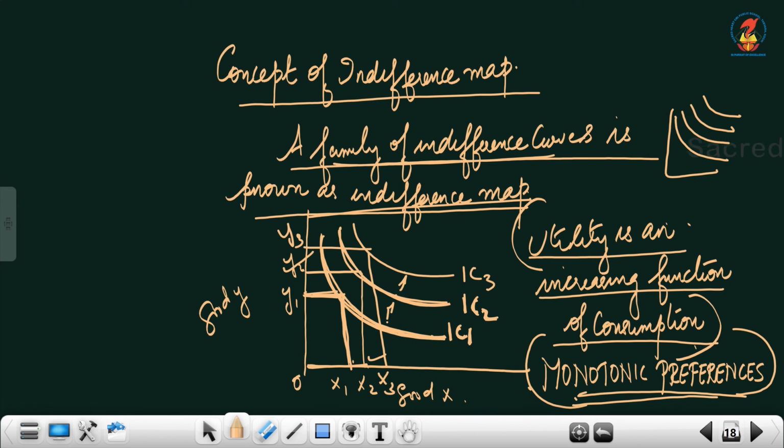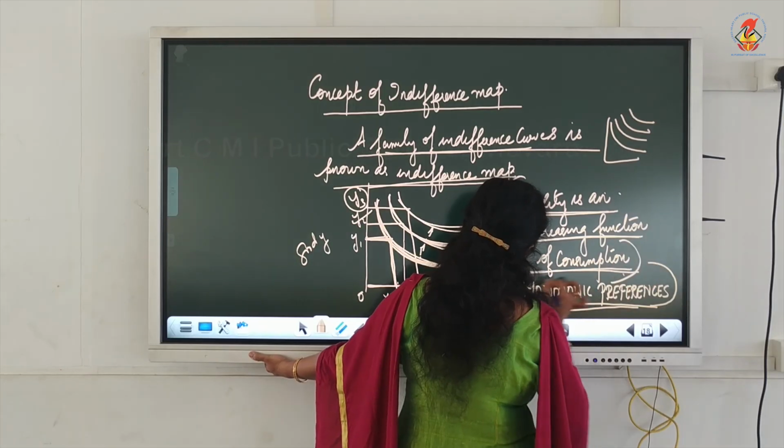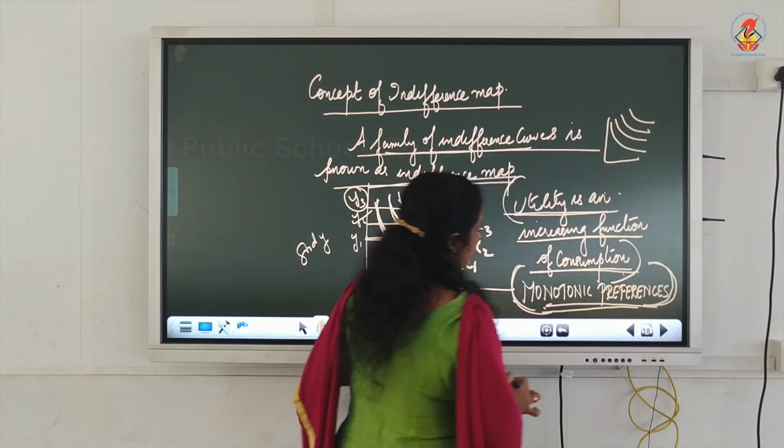Then we learned about the concept of the indifference map. A family of indifference curves is known as an indifference map. A consumer will always wish to move to a higher indifference curve, because there he gets the maximum basket of Y and X commodity. Utility is thus an increasing function of consumption, that is known as monotonic preferences.